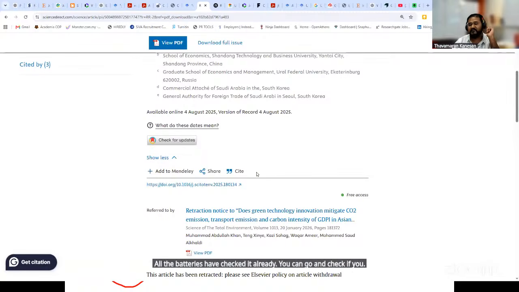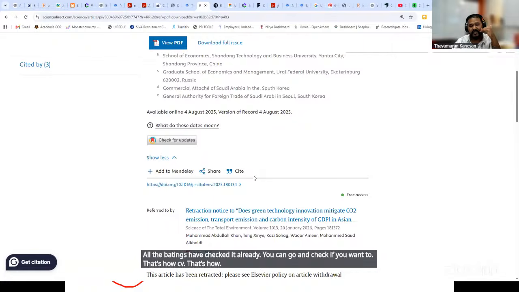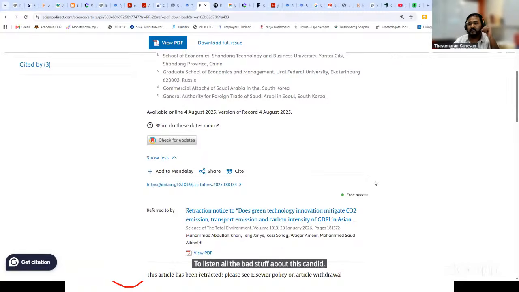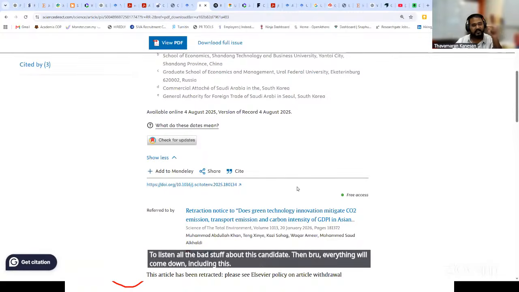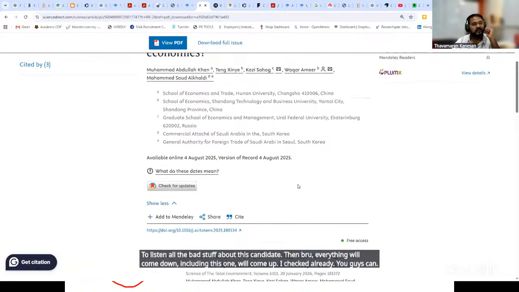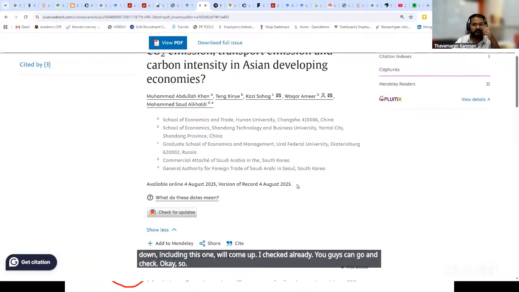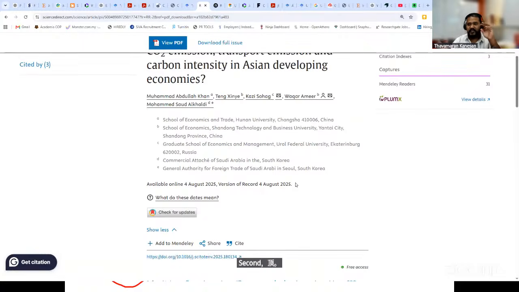That's how HR is vetting, to list down all the bad stuff about a candidate, and this one will come out. I checked already. You guys can go and check. So now, this is the first thing. The second thing, this one happened already, but it doesn't impact the journal, right?